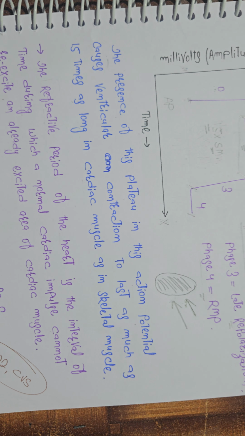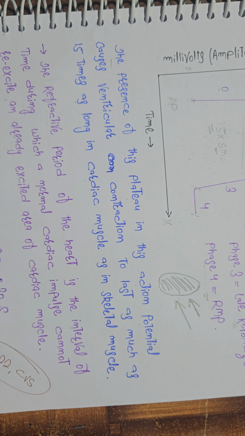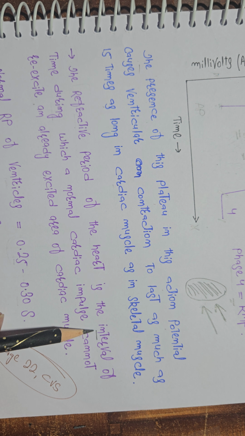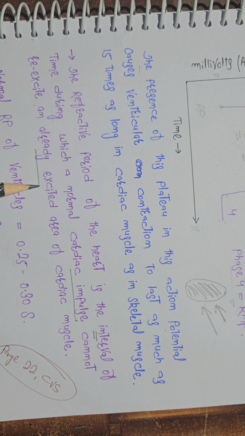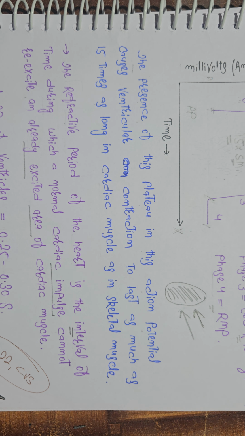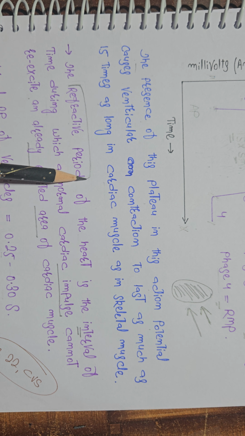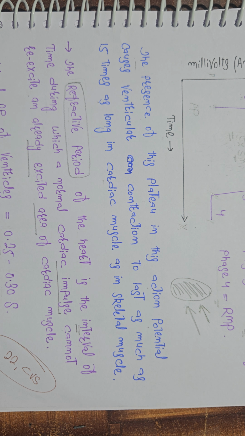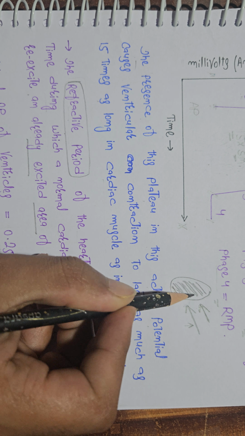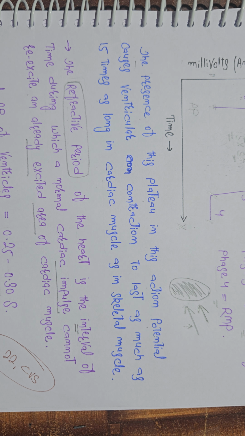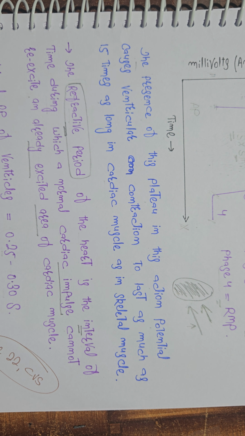So the time interval during which the normal cardiac impulse cannot re-excite the already excited area of the cardiac muscle is called the refractory period. So the refractory period is a time interval during which a second impulse cannot re-excite an already excited cardiac muscle. So that's the refractory period.